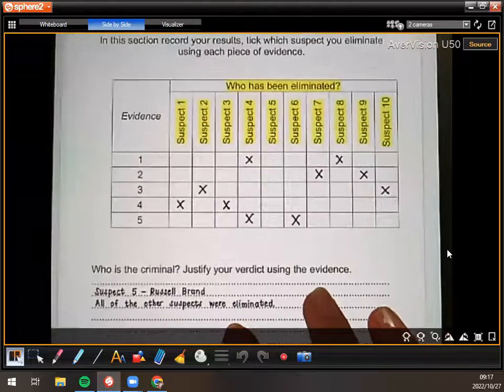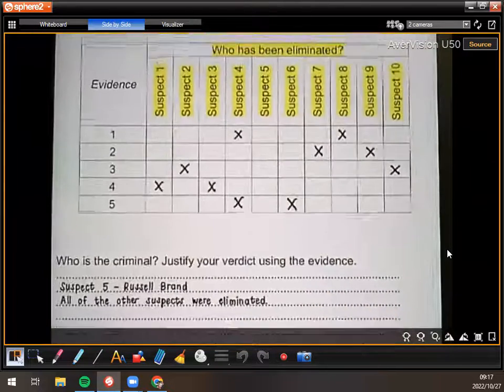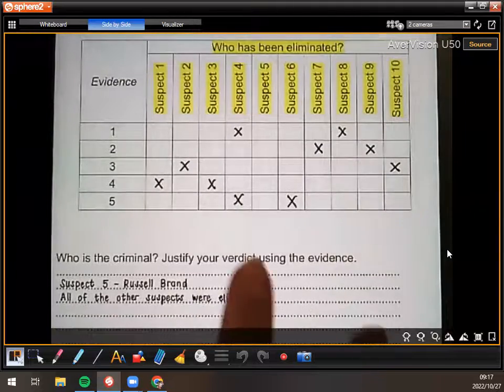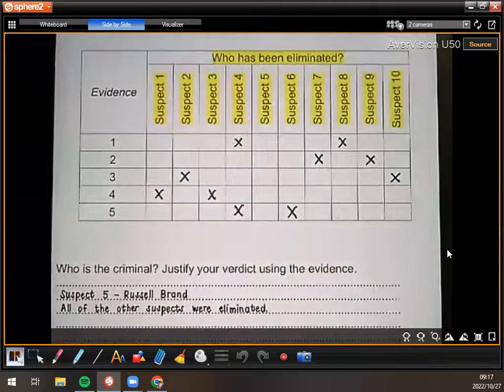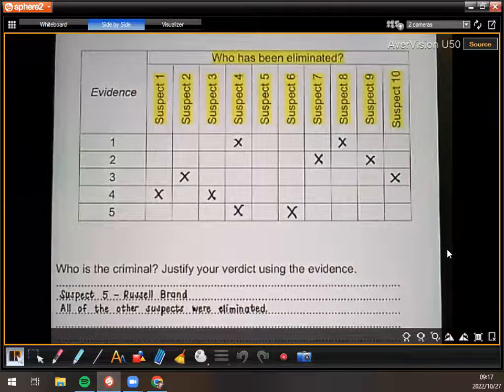Okay, now let's look at my table. Subject 1 was eliminated, subject 2, subject 3, subject 4 was eliminated twice. Alright, so we're very sure that it wasn't that person. Subject 5. That's the one. I said that. That's why all the others were eliminated.